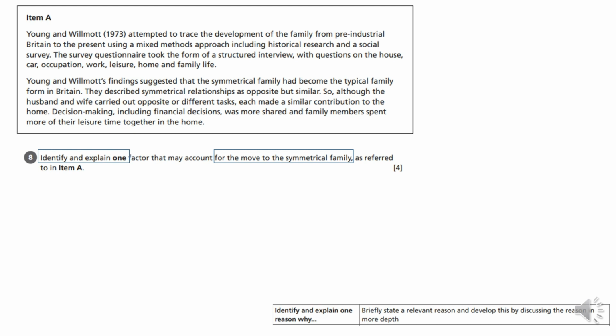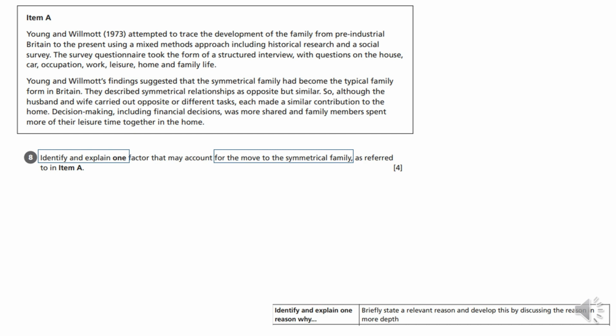Now here we can see we've got this item which is particularly helpful because it tells us all about the nature of the symmetrical family. So if you enter the exam and you're unsure of what you're writing about, the item is a massive clue in terms of some kind of thoughts that you could include in your response.